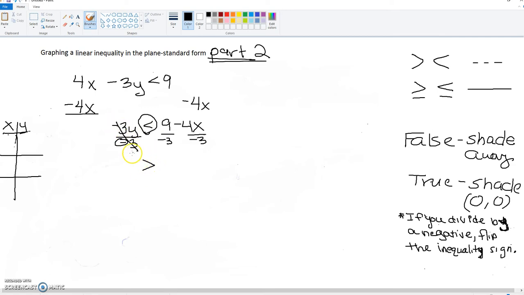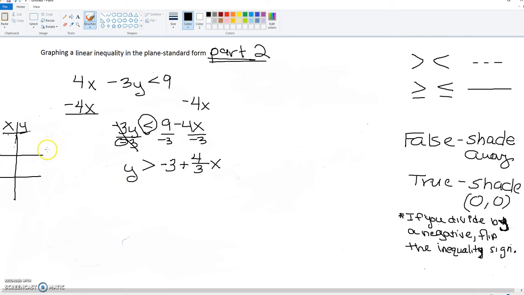Okay, so our 3's of course cancel here. We've got y. Now it's greater than, because we're dividing by that negative 3, and it only happens when you divide. Not when you're subtracting, just divide. So 9 divided by negative 3 is negative 3. And then our negative signs here cancel.